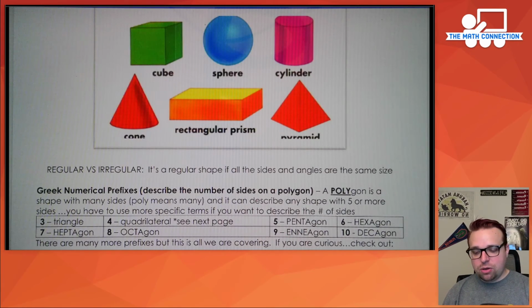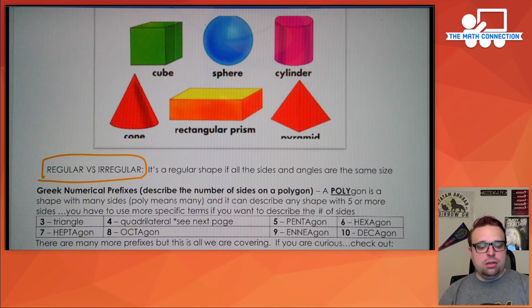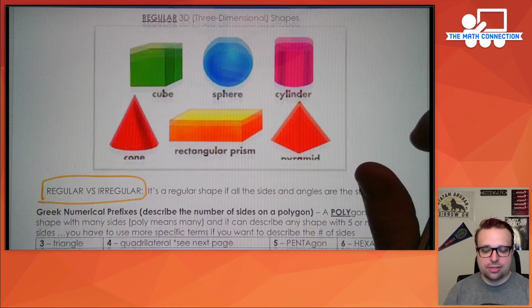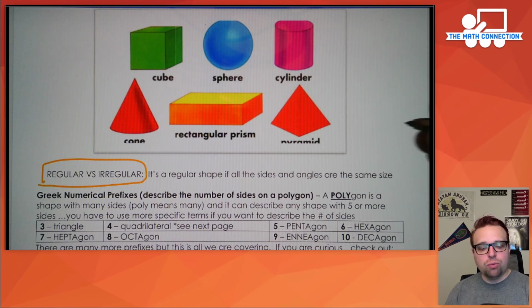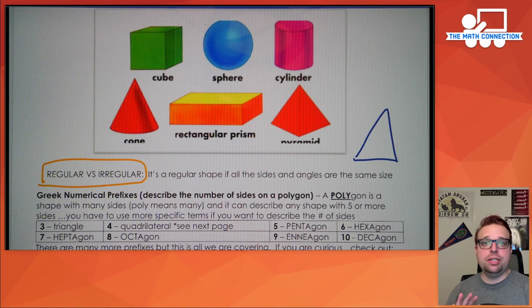Okay, so regular versus irregular. Remember I said I was going to go through what I mean by that. When I say that something is regular, I mean that it is a regular shape when all the sides and the angles are the same size. So for example, how about a triangle? A regular triangle might look like this. That's a really bad drawing, but you get the idea.